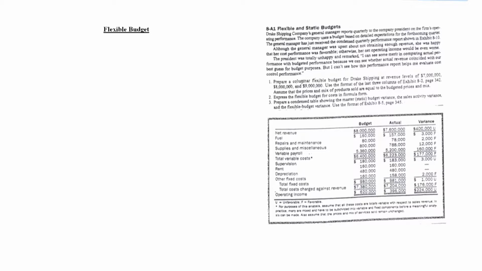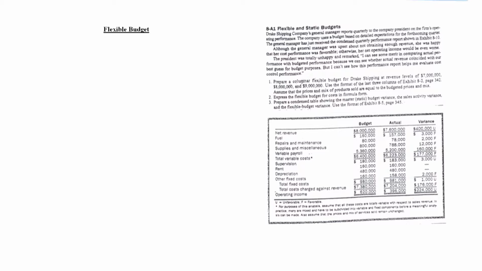The president was totally unhappy and remarked, I can see some merit in comparing actual performance with the budgeted performance, because we can see whether actual revenues coincide with our best guess for the budget purposes, but I can't see how this performance report helps me evaluate cost control performance, right. So, looking at the information given about the budget, the actual, and the variances, about sales, variable cost, fixed cost and operating income, what is required for us to do?